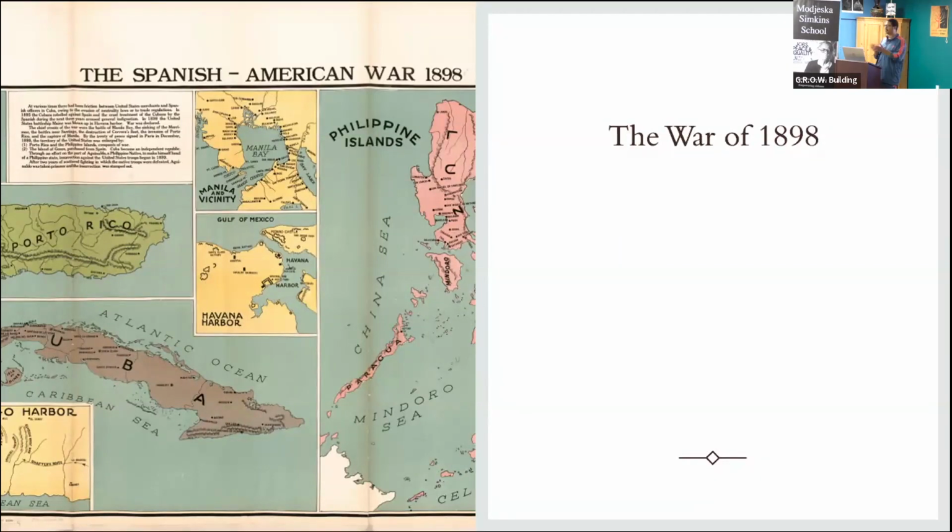Now, most Americans, I think, are aware of this war primarily because of Teddy Roosevelt and the Rough Riders who fought in Cuba. Or they may be aware of the war because of Puerto Rico's status as a commonwealth within the United States government. But the Philippines, I think, actually has the most relevance for tonight's class.